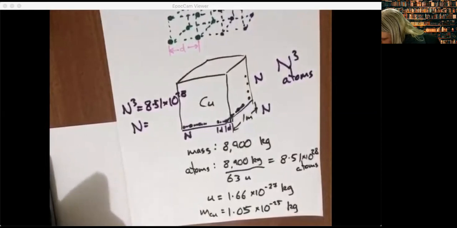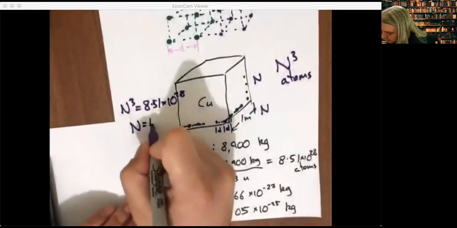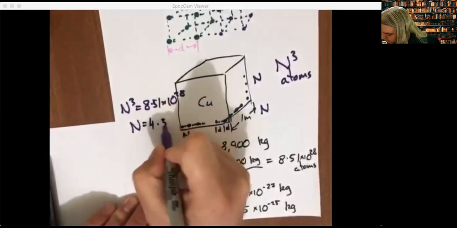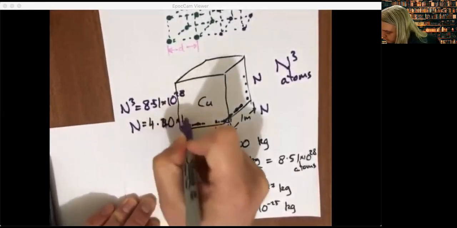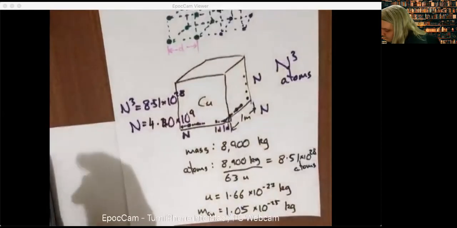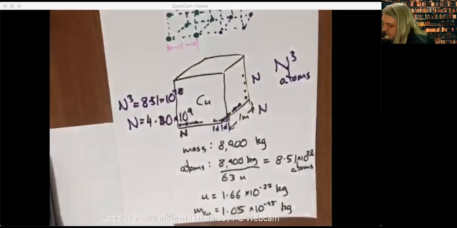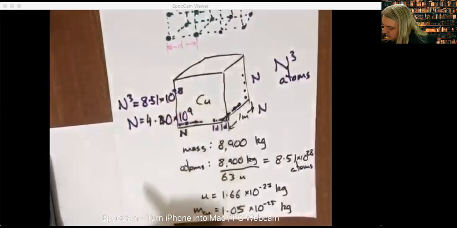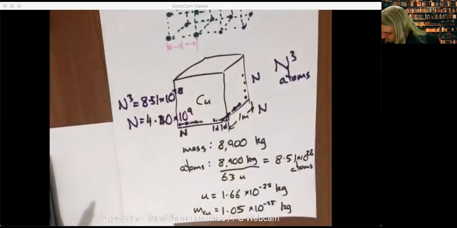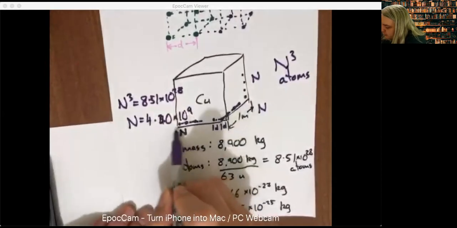So we do the cube root of that, and it tells us that we have 4.40 times 10 to the 9. And that makes sense because 3 9s are 27. So that's how many are along each side.